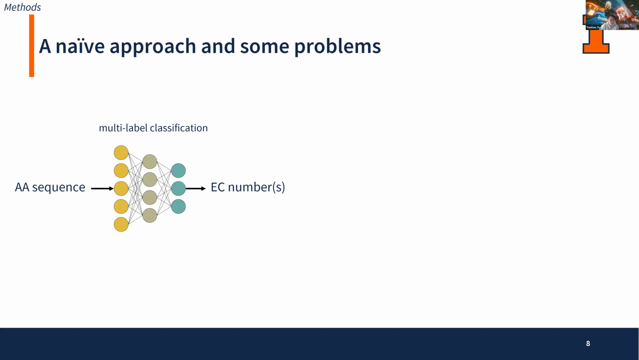So for us, when we first approached this problem, I began by using a very naive approach, just to probe a baseline and see what the problem is. The most intuitive way to do this is to input an amino acid sequence, get a representation somehow, feed it through an MLP, and then use multi-label classification to get EC numbers.